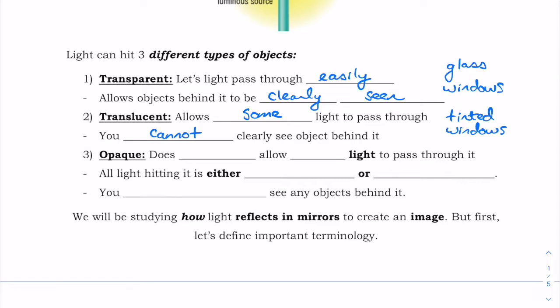And of course, there's benefits. In the case of frosted glass, it allows some privacy in a house. And in the case of tinted windows, it does give the people in the car a little more privacy.